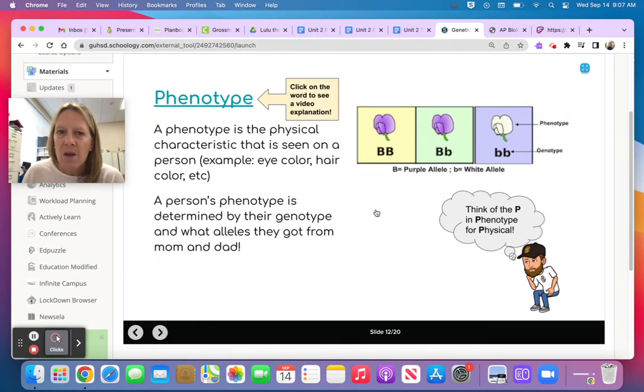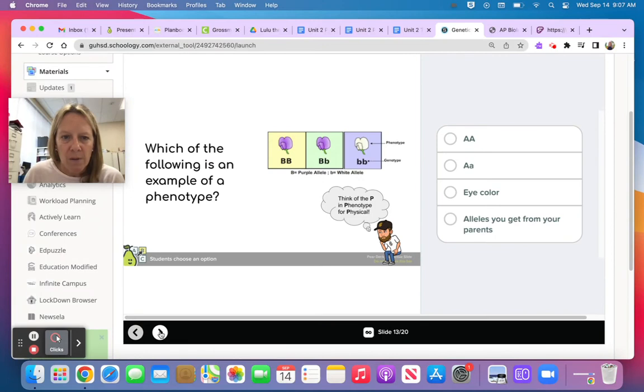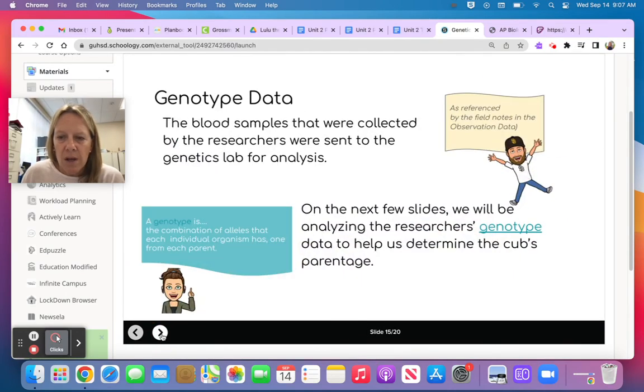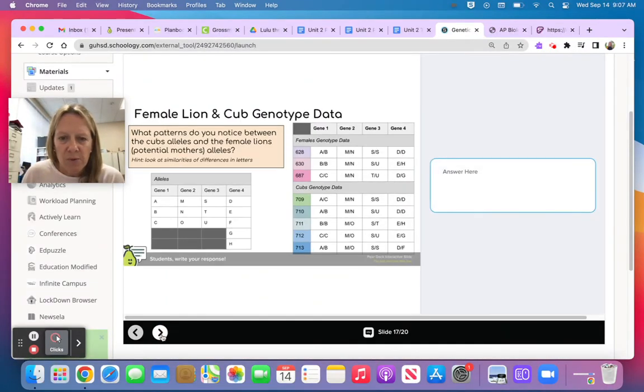Okay, so again, we're just dipping our toe in the pool of genetics. It's definitely more complex than this, and there's more of it that we'll study later in the year, but this is just your kind of basic intro. Okay, so for this one, the phenotype would be eye color. Okay. All right, so I am going to skip through a lot of this.